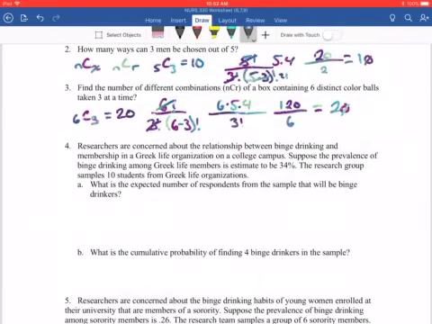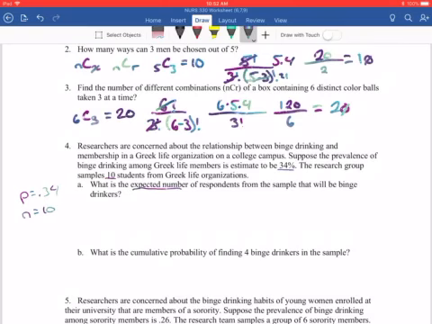So researchers are concerned about the relationship between binge drinking and membership in a Greek life organization on a college campus. Suppose the prevalence of binge drinking among Greek life members is estimated to be 34%, so this is going to be our probability. The research group samples 10 students from Greek life organizations, so this is our N. So our P equals 0.34, and N equals 10. So what is the expected number of respondents in the sample that will be binge drinkers?